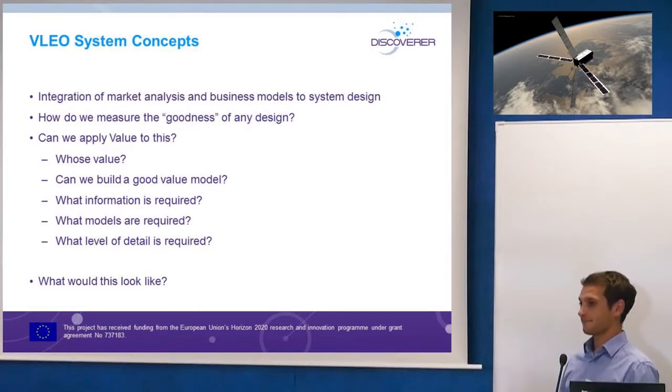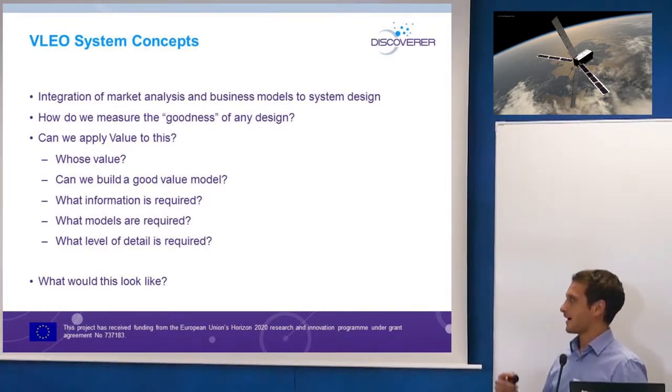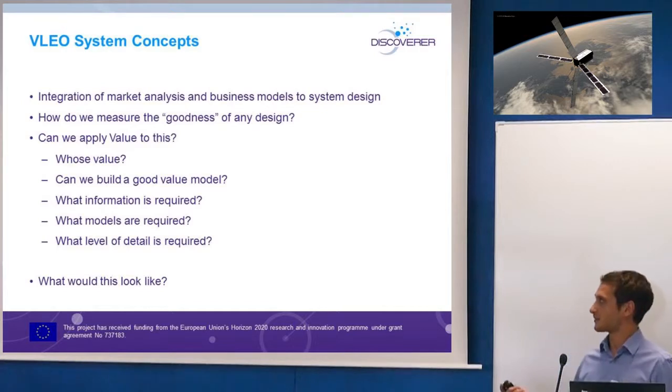Once we define that, how can we build models for that? And what level of detail do we need? Can we do this at a conceptual level? Or do we need to move into the much more detailed design phases before we can actually eke out this detail? And then finally, what would this look like when we expand it to the total VLEO system level?